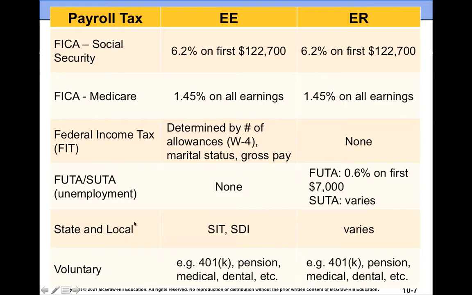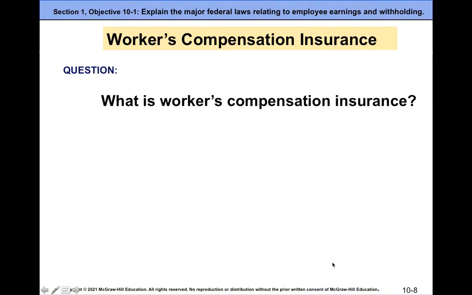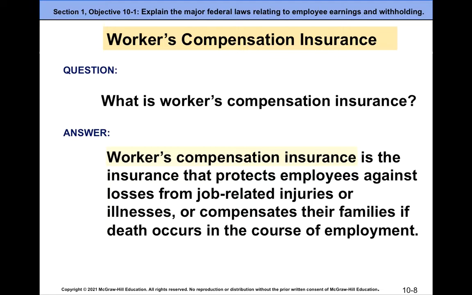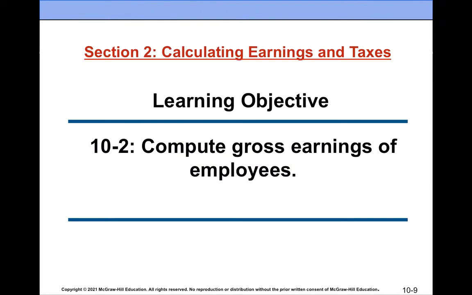There are some state and local taxes, like state income tax and short-term disability insurance that we pay. We will not go into detail here. And of course, there are voluntary contributions that employees and companies make. There's also workers' compensation insurance, and most states require companies to buy this insurance. If the employee gets injured on the job, the company has to pay for their medical expenses and sometimes retraining.